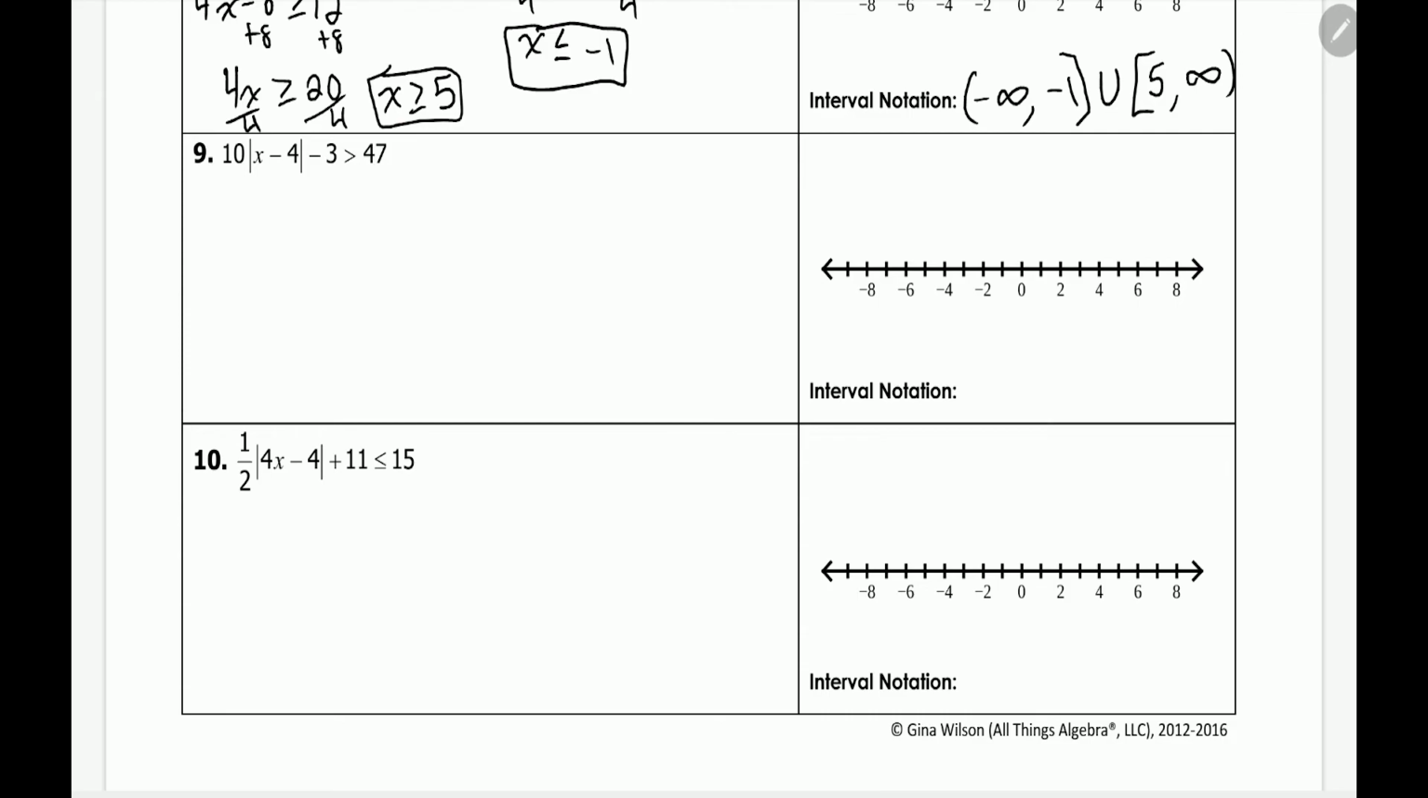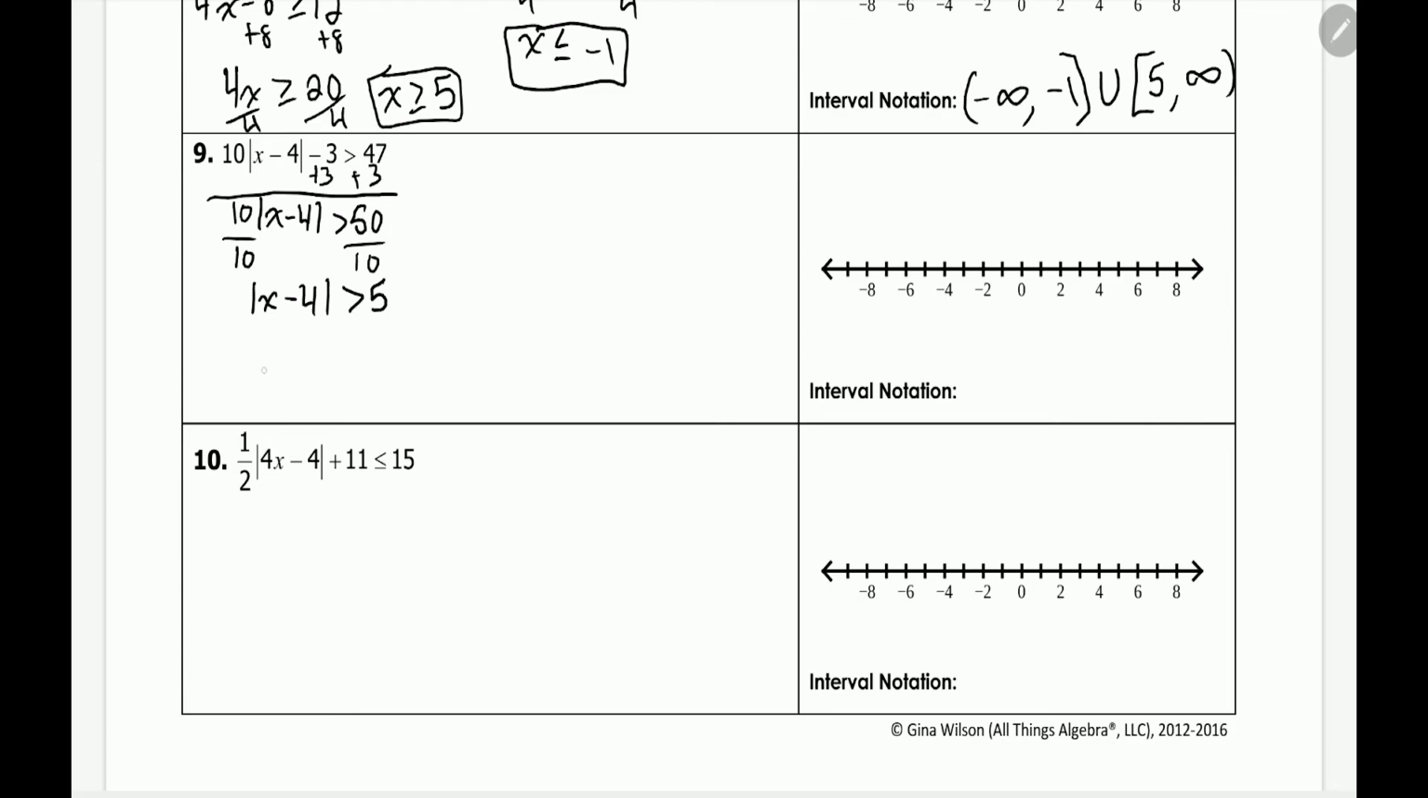Let's look at number 9. We have 10 times the absolute value of x minus 4, minus 3 is greater than 47. First step, we have to isolate the absolute value. So we have to get rid of this 3 and then the 10. So we have to add 3 to both sides. We have 10 times the absolute value of x minus 4 is greater than 50. We have to divide by 10. So we have the absolute value of x minus 4 is greater than 5.